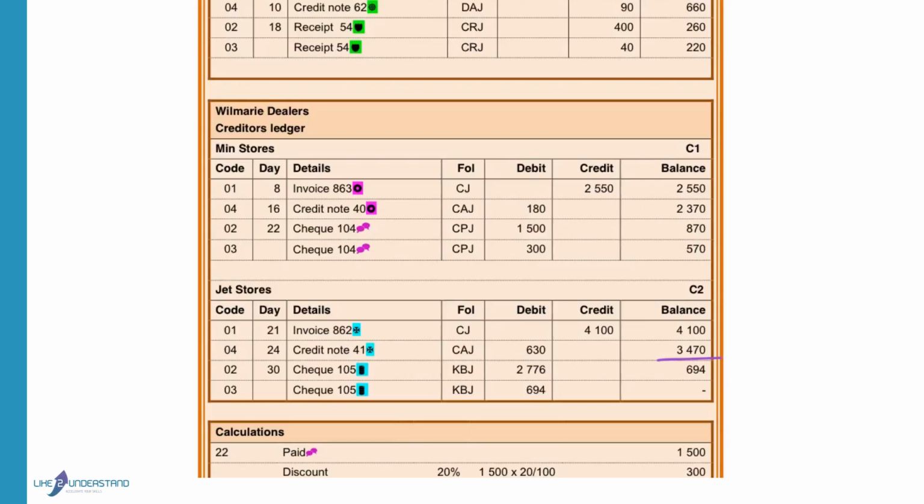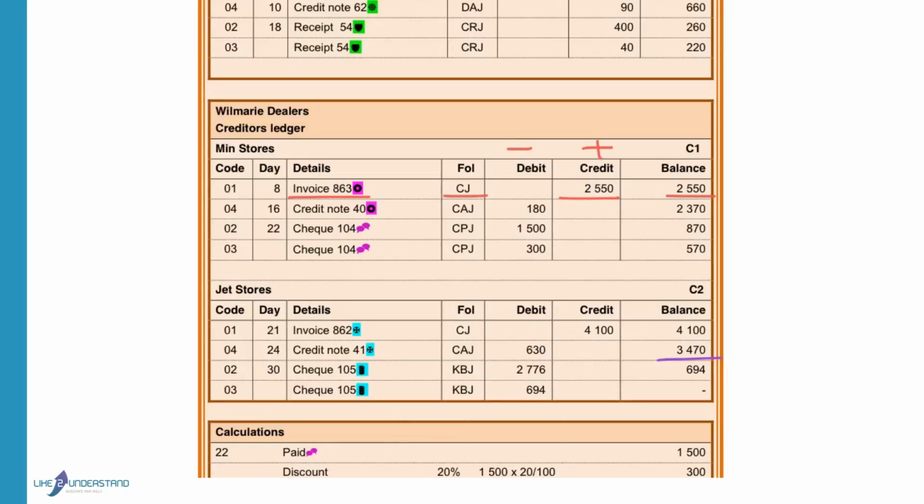In the creditors ledger, we will record the entries as we will do it in the general ledger. So a creditor is a liability. Liabilities increase on the credit side and decrease on the debit side. Invoice 863 was received, posted from the creditors journal. It increases the debt on the credit side, and this balance will now be 2550.